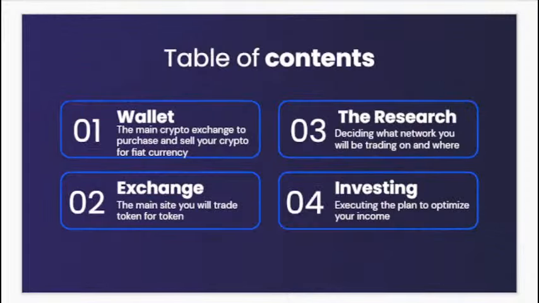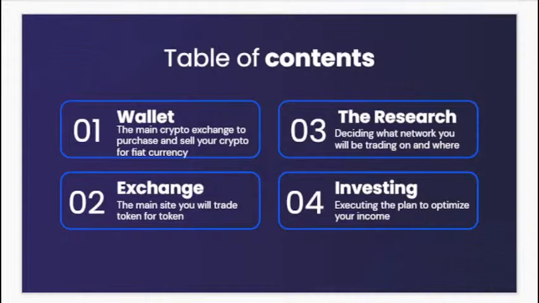So the first things we're going to look at is the wallet, which is going to be the main crypto exchange used to purchase and sell your crypto for fiat currency, i.e. cash used from a regular bank account. Secondly, we're going to look at the exchanges, such as the sites that you'll be trading your token for token, such as Trader Joe, CoinMarketCap, and other places like that.